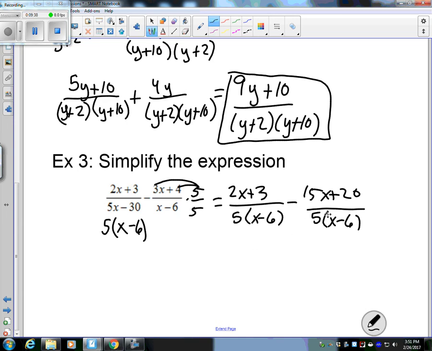2x minus 15x is a negative 13x, and 3 minus 20 is a negative 17. And that's over 5 times x minus 6. The numerator, you can factor out a negative 1 if you'd like. There's no negative in the denominator that will cancel that out, so that's not going to work. There's nothing else to factor, so this is your final answer.